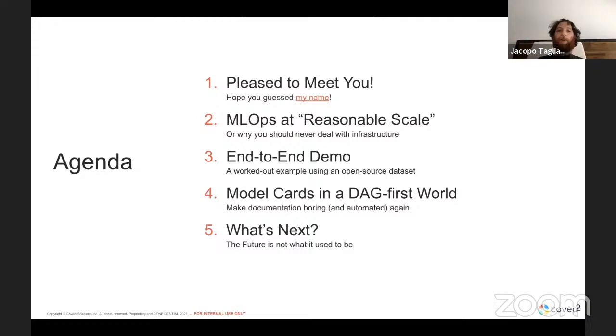For several reasons we're going to go into, but mostly because infrastructure is really not your job as a machine learning person, and you should strive and focus all your effort and all your energy into what makes your business or your company succeed.